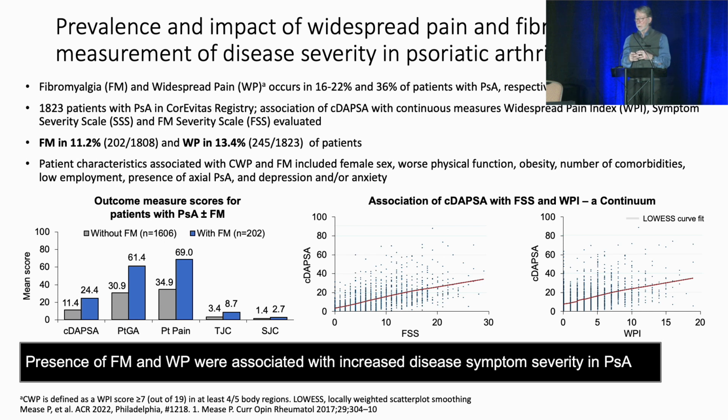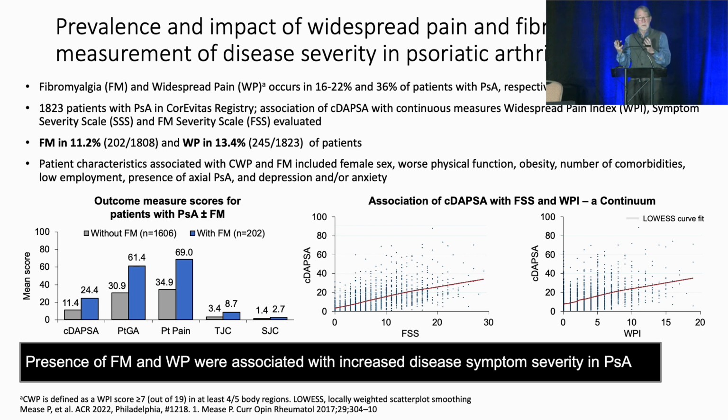Here's a study in which, in the CorEvitas registry, used to be known as the Corona registry, we asked about this in a group of psoriatic arthritis patients. So a total of 1,800 patients, all of whom were given the Widespread Pain Index and Symptom Severity Scale. And in the lower left, you can see that in the gray are individuals who were not considered to have fibromyalgia, and in blue, the individuals who were considered to have fibromyalgia according to this WPI-SSS scale.